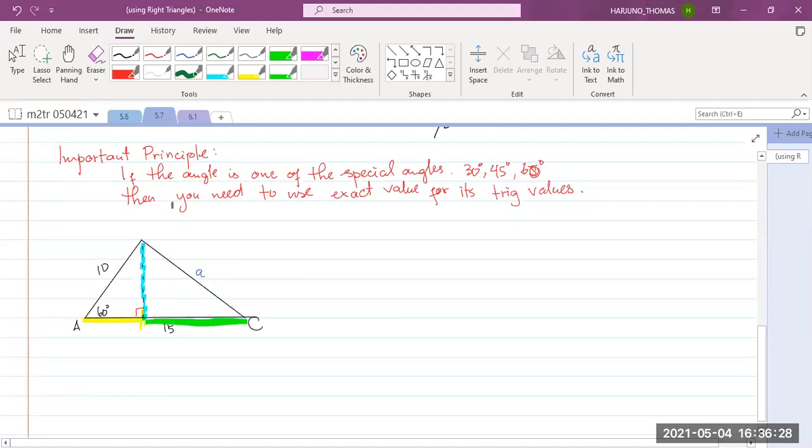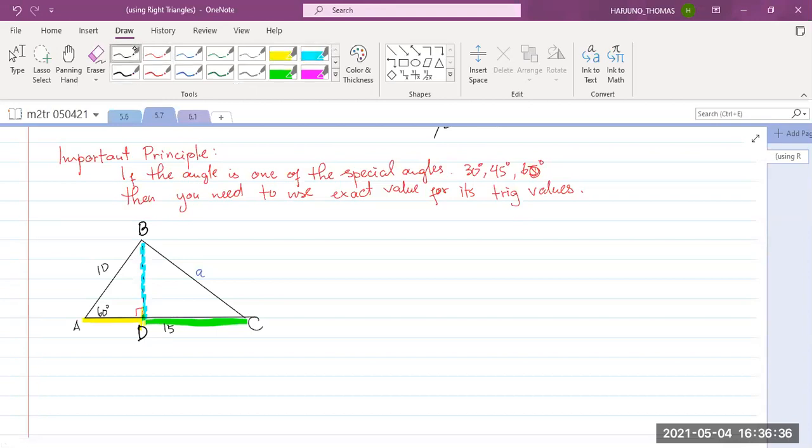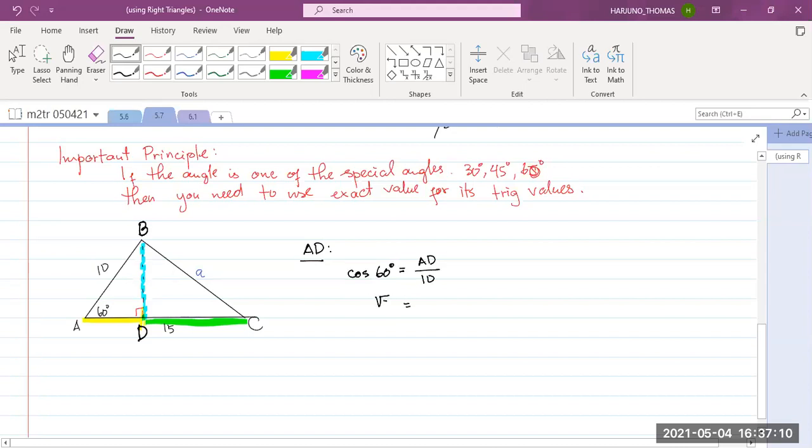Is it okay? Now, let me first call this point D, and this is point B, the vertex B there. So what is AD? AD in relation to 60 degrees and 10, that's cosine. Cosine 60 degrees is AD over 10, right? Cosine 60 degrees is 1/2. So that's AD over 10. Multiply both sides by 10, that gives AD equals 5.